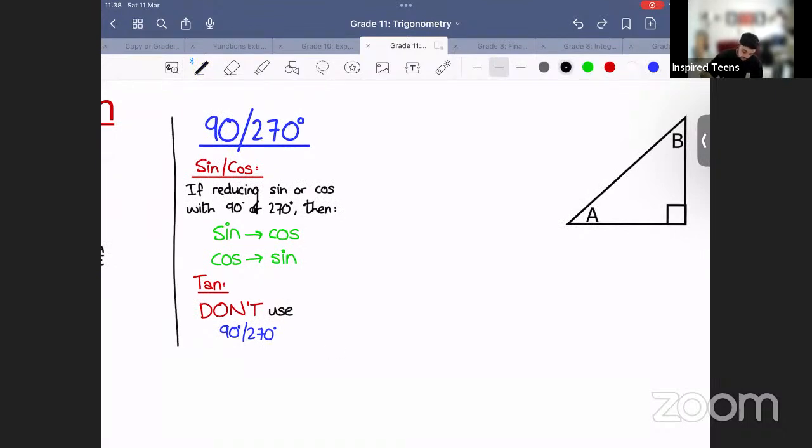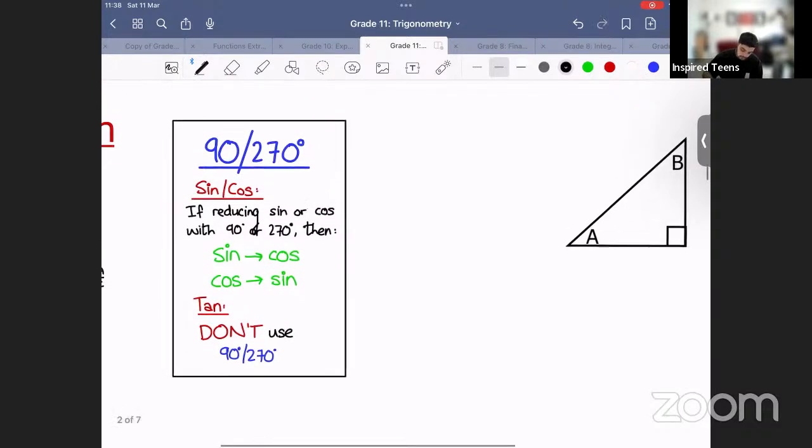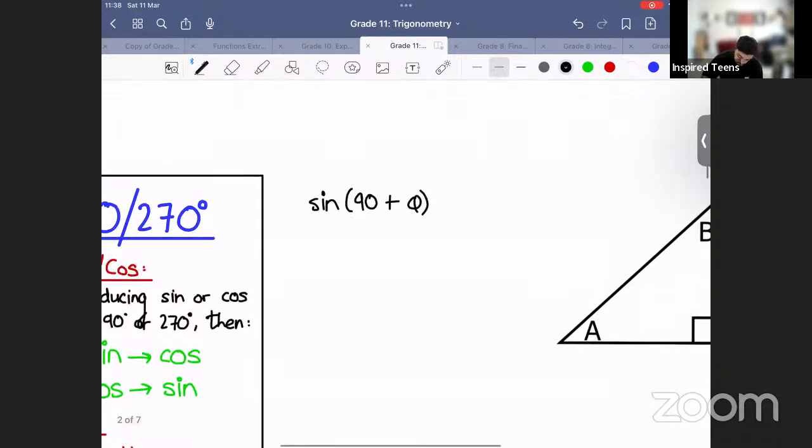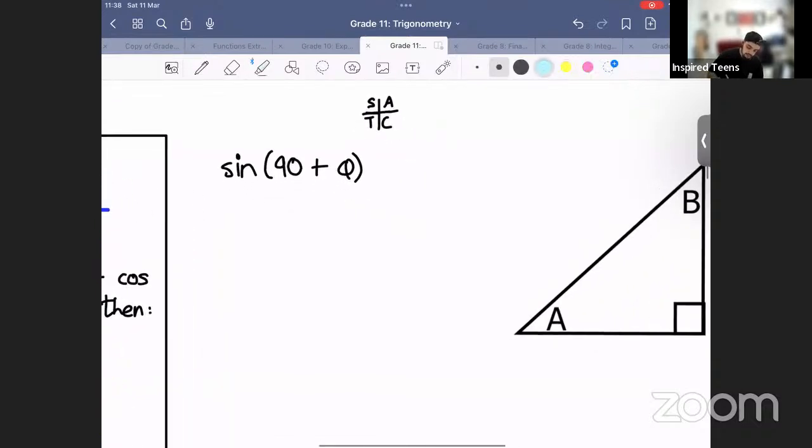We're going to do the first few examples with sine and cos. So let's do sine of 90 plus theta. For my little CAST diagram, firstly, tell me, 90 plus is in which quadrant?